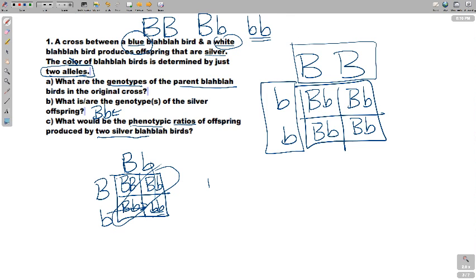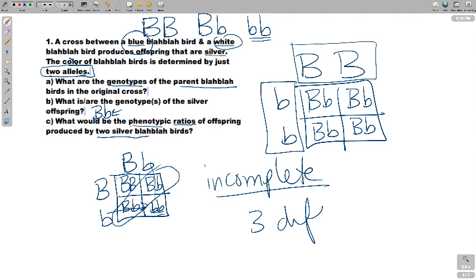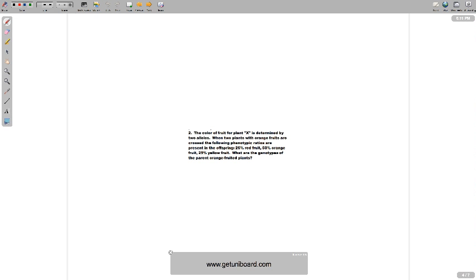All right, so this is an incomplete dominance problem when you have three different colors. Anytime you see three different colors, like red, white, pink, that's called incomplete dominance. So be ready for that. Ding! Next. This is the next awesome problem I found online.